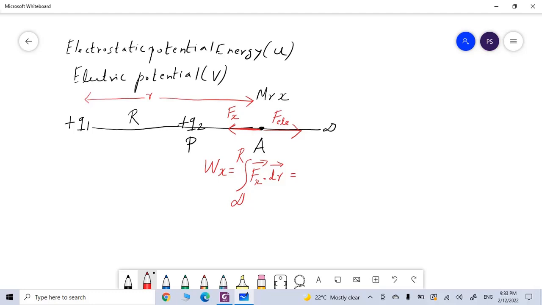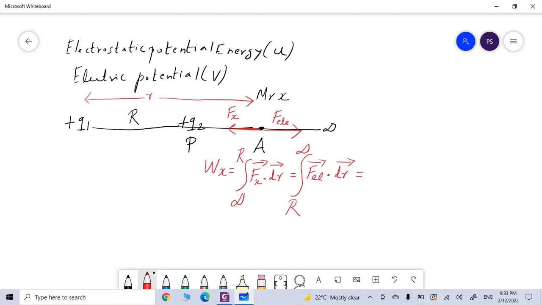Now, instead of calculating this force Fx, it's easy for us to calculate the electric force. The electric force and the direction of displacement are also in the same direction. So instead of infinity to r, we take this as r to infinity, because the electric force is directed from r to infinity. That's the force of repulsion. Now it's easy for us to do this integral.